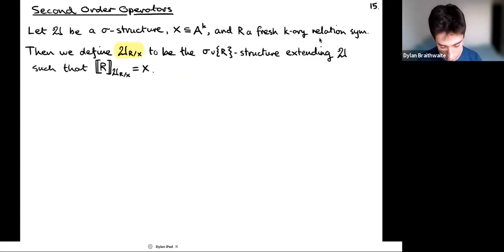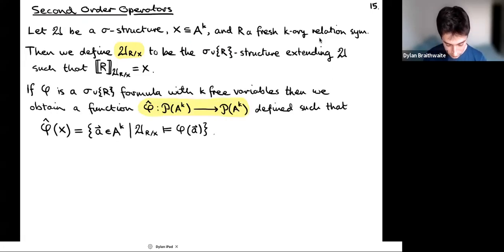So we define from a structure over the signature sigma, a structure over the signature sigma with this extra fresh relation symbol, such that the interpretation of that relation is always some other set X. And so this is essentially adding a new symbol into the relation and then saying, okay, we can substitute it for some set, some subset of the universe.